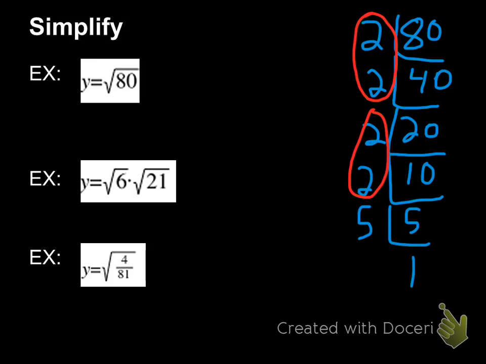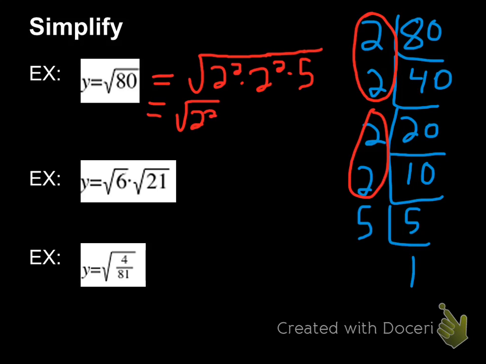So when I rewrite the square root of 80, I can rewrite this as the square root of 2 squared times 2 squared times what? 5. Okay? I've kind of perfectly factored it out. Now, our product property says I can take this and say, well, this is actually the square root of 2 squared times the square root of 2 squared times the square root of 5.